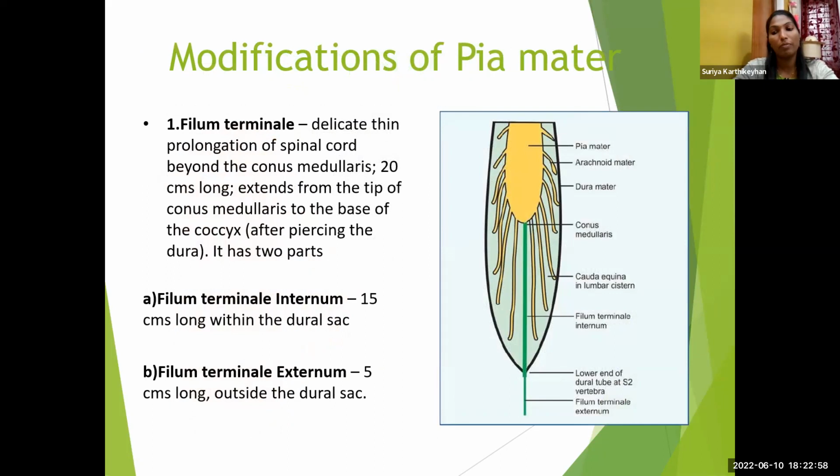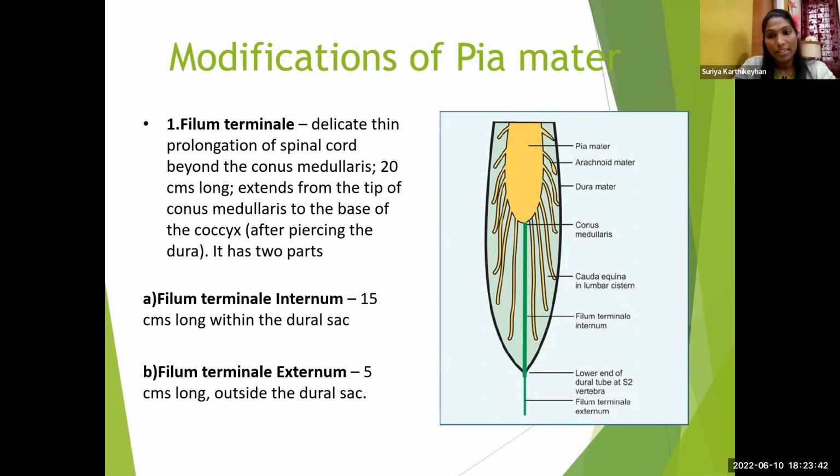Okay, coming to the modifications of pia mater. We have seen the dura, arachnoid, and pia mater. There are some modifications. What is meant by modification? The entire spinal cord is covered by pia mater, but at the lower end of the spinal cord, it has a prolongation. The pia mater is prolonged as a thin, delicate layer extending up to the coccyx, because the spinal cord ends at L1, whereas the spinal meninges end at S2. But this modification of pia mater, the filum terminale, extends up to the coccyx. It is actually attached to the coccyx bone.